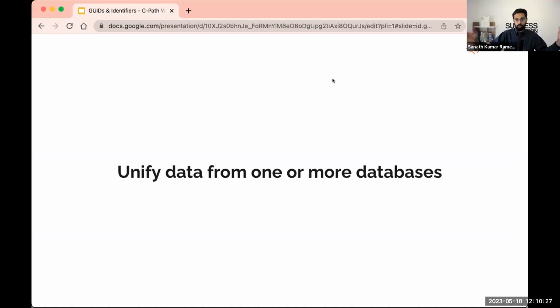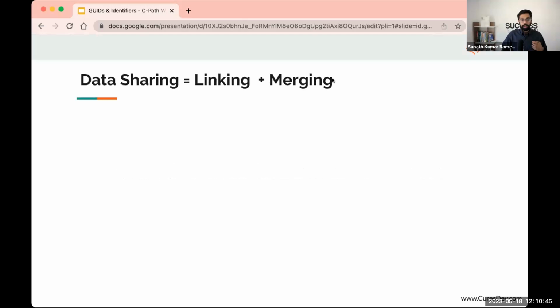collection of information about a patient, a disease, whatever. It could be an Excel sheet. You could call that a database. It could be a Word document that you have a bunch of bullet points. That's the database. It doesn't matter. As long as you're unifying them into one place, I call that data sharing. More specifically, I want to define data sharing with two components. One of them is linking. The other one is merging.